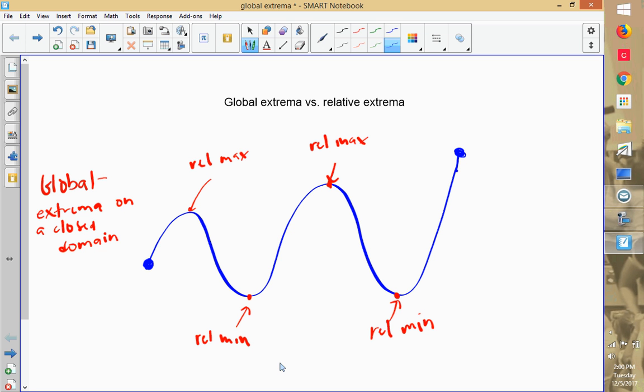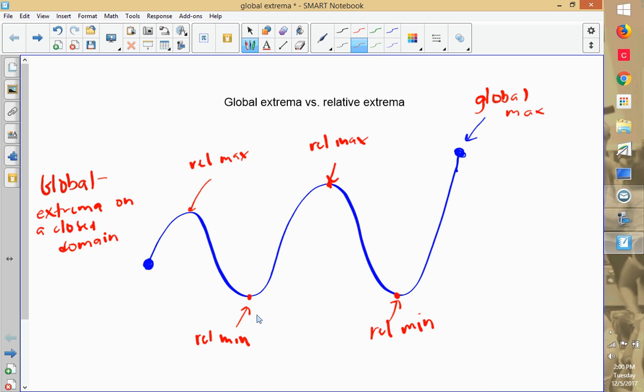Depending upon where your endpoints are, it could be at your endpoint, like this max is. See how this max technically is higher than either one of these relative maxes. So in this case, this would be a global max. And my picture is kind of deceiving. Let's just pretend this one is lower than that one.